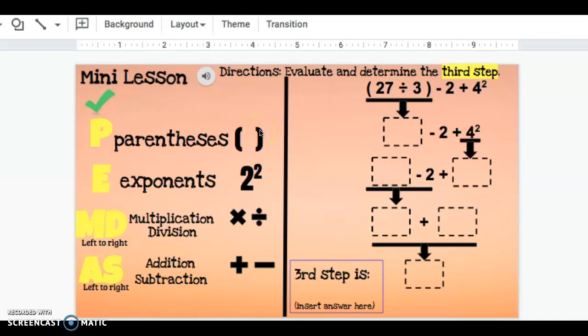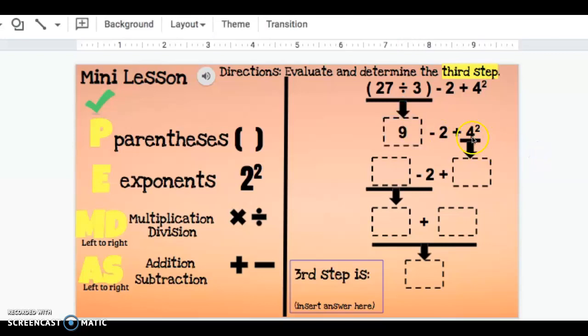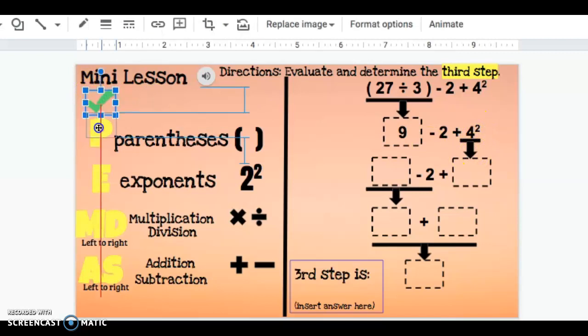The inverse operation of division is multiplication, so I have to figure out 3 times what gives me 27. Or if you know 27 divided by 3, that's fine too. 27 divided by 3 is 9 because I know that 3 times 9 is 27. So I place my 9 in the box, and if you notice, I have brought everything down. The minus 2 plus 4 squared has been brought down. So I place a check over the P.